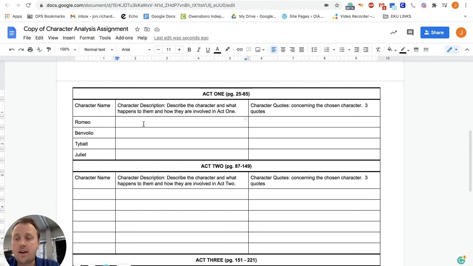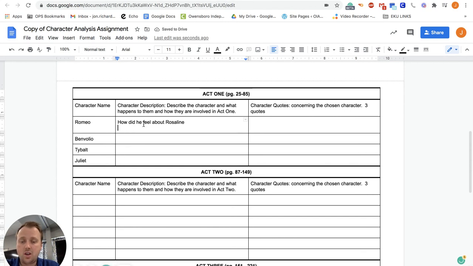So Romeo obviously, tell me about what happens to him in Act 1. He's fallen out of love. I'm going to give you key words here, and then I'm going to have you fill in the rest. Tell me how he felt about Rosalind. And then what mood was he in Act 1? Was he happy, sad, depressed, excited, angry? What was going on?